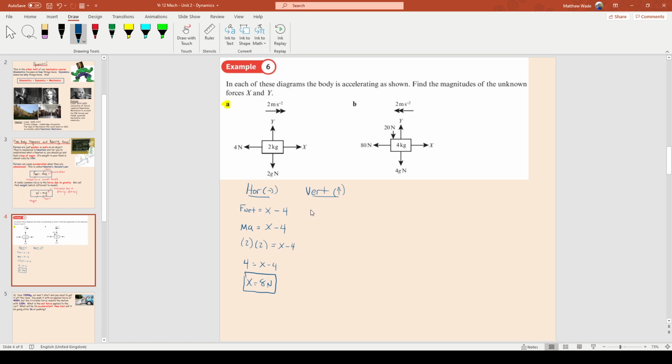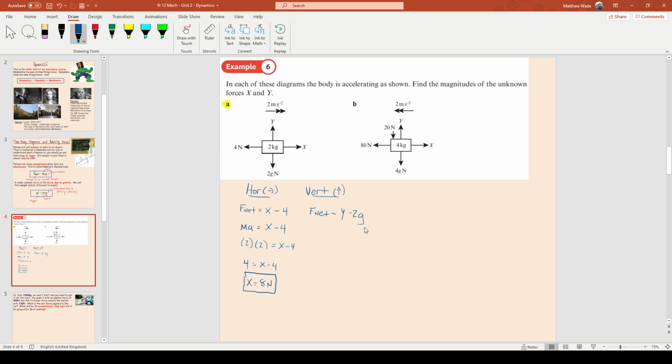What do you do next? Yeah, your F-net equation. F-net equals, which one was going up? Well, Y. And what do we do with that? Well, we take away the downward forces, which is 2g. Does that make sense, my buddies?